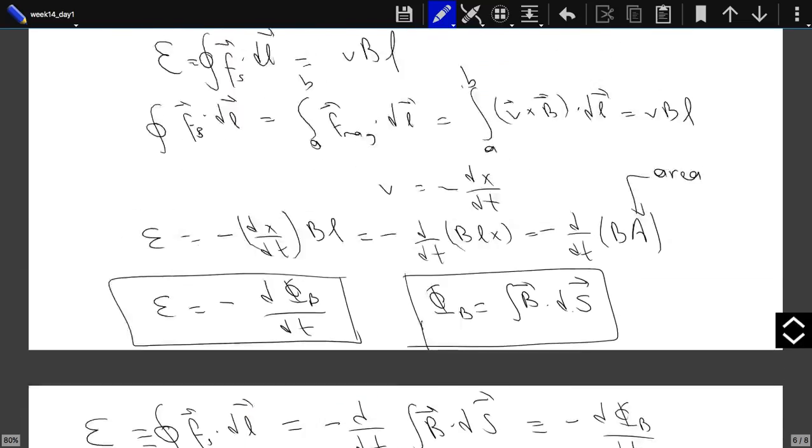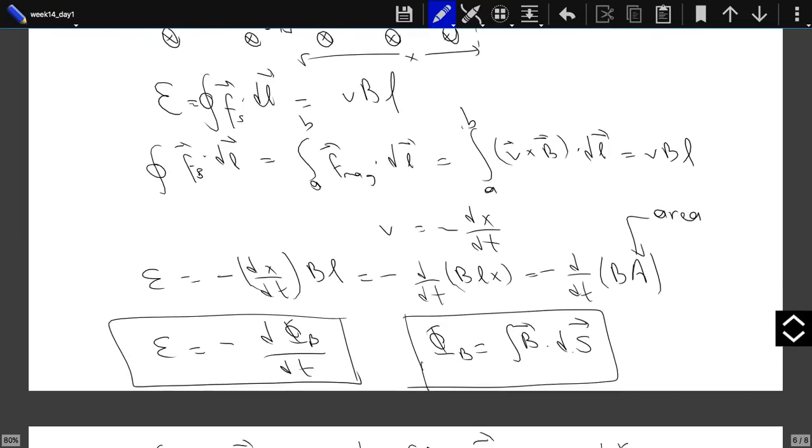So this d phi by dt, this quantity is independent of which reference frame you are working at. So that is kind of nice. And that we will make use of.